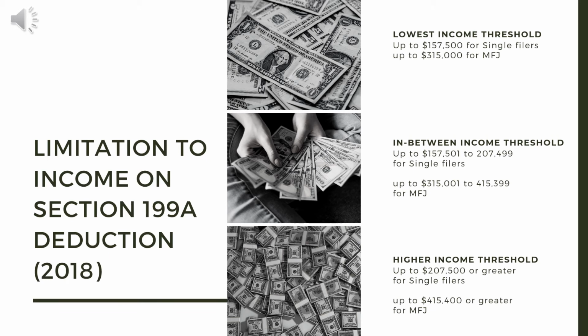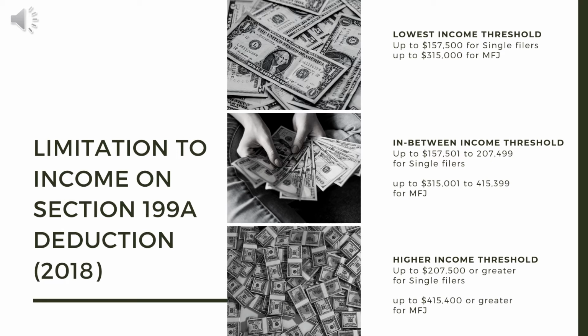Aside from the SSTB exceptions, there are also income limitations and confines to the Section 199A deduction. I will explain the first three thresholds, while Kaylee will explain the wage limits after me. Limitations to income or otherwise on this deduction. There are three taxable income bounds and thresholds.